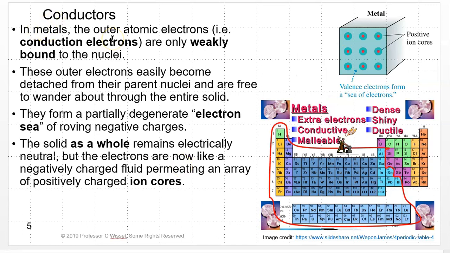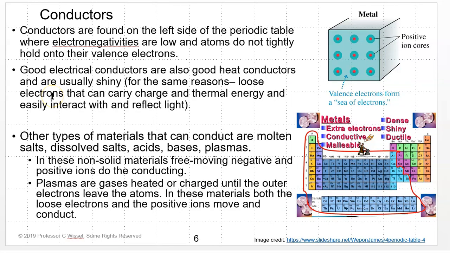Now, in metals, the outer atomic electrons, that is the conduction electrons, are only weakly bound to the nuclei. These outer electrons easily become detached from the parent nuclei and are free to wander through the entire solid. They form a partially degenerate electron sea of roving negative charges. The solid as a whole will remain electrically neutral, but the electrons are now like a negatively charged fluid permeating an array of positively charged ion cores. So it's sort of like that weightless, frictionless fluid we talked about during Benjamin Franklin's day. So that actually is a pretty good model.